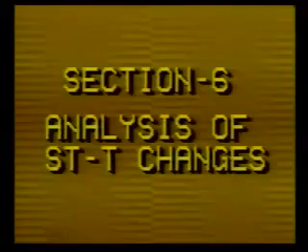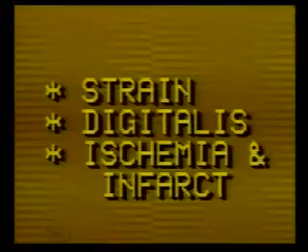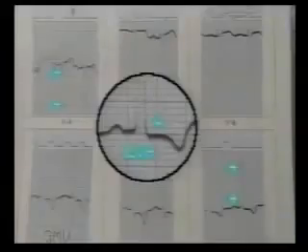Analysis of STT changes. For the purpose of explaining, the ST segment changes and T wave changes are described separately, but they are interrelated and will be discussed together wherever relevant. First we will study the types of depressions of ST segment. ST segment depressions are basically of 3 types. Number 1, strain pattern in right and left ventricular hypertrophy. Number 2, digitalis effect. And number 3, myocardial ischemia and infarct.